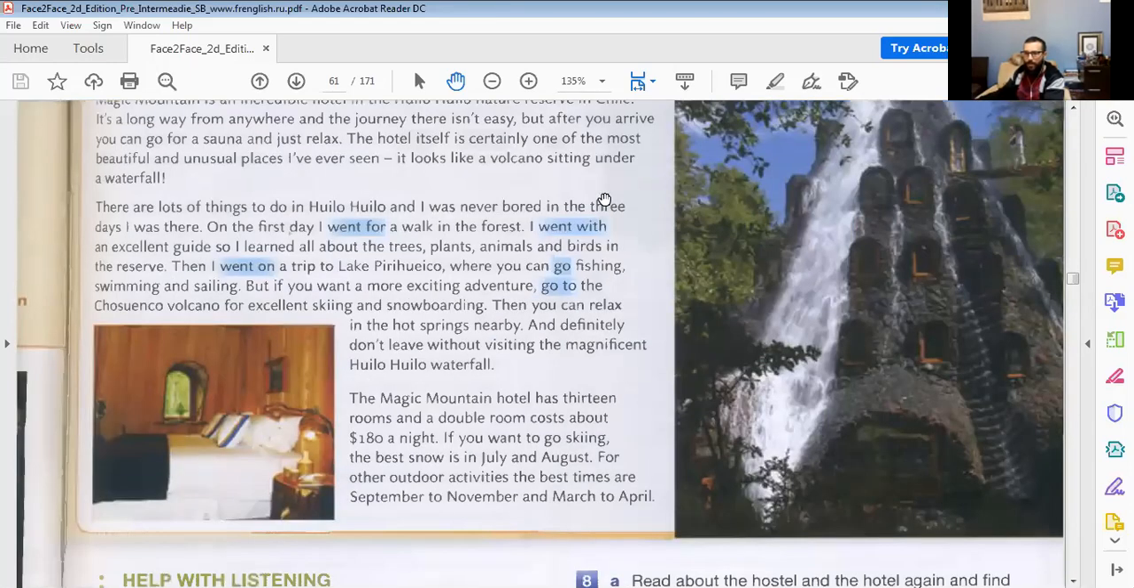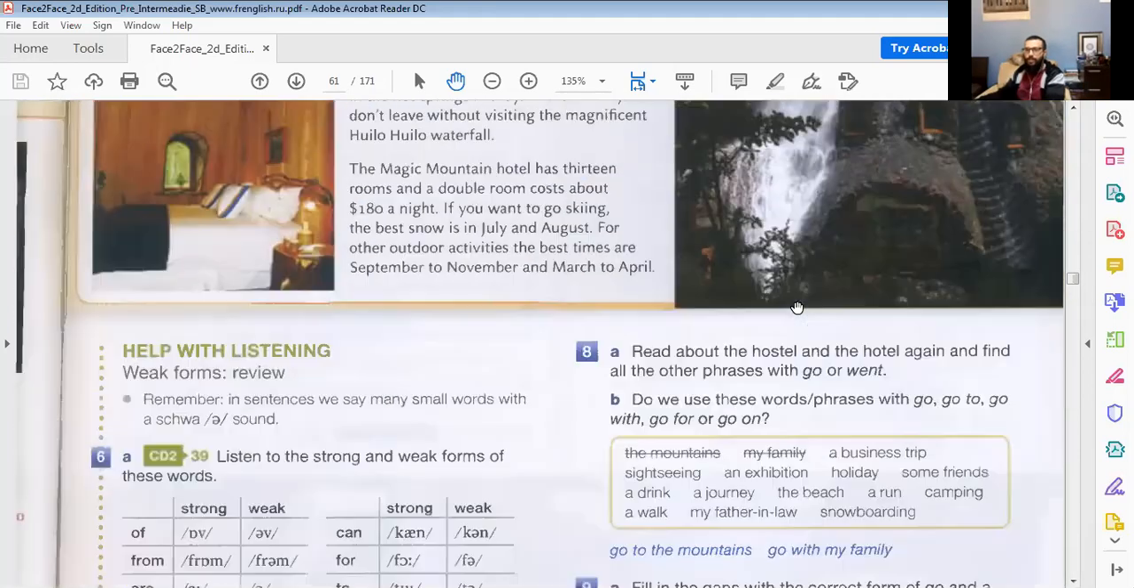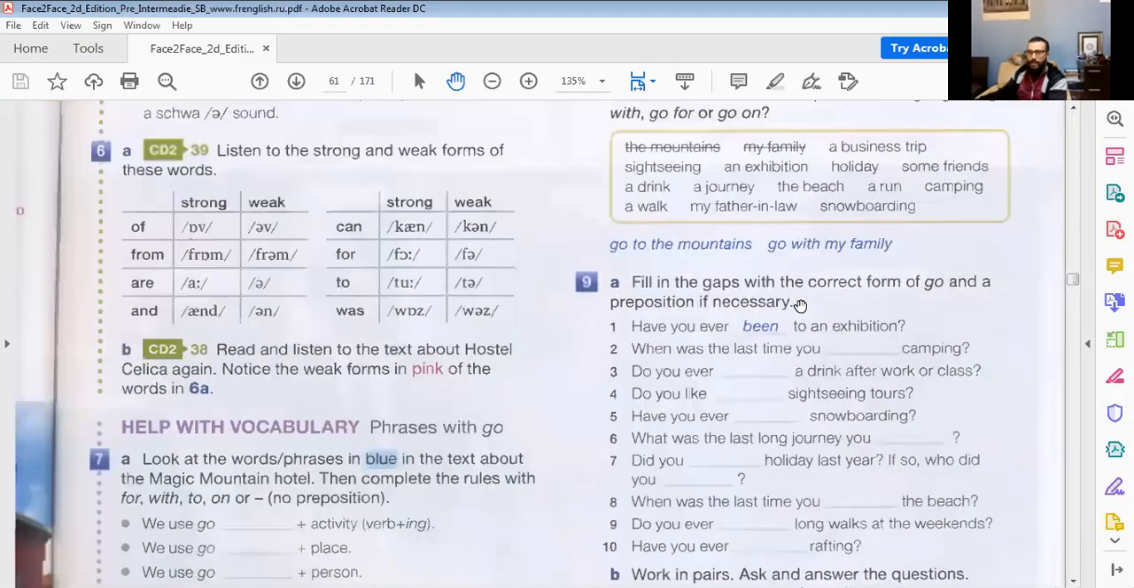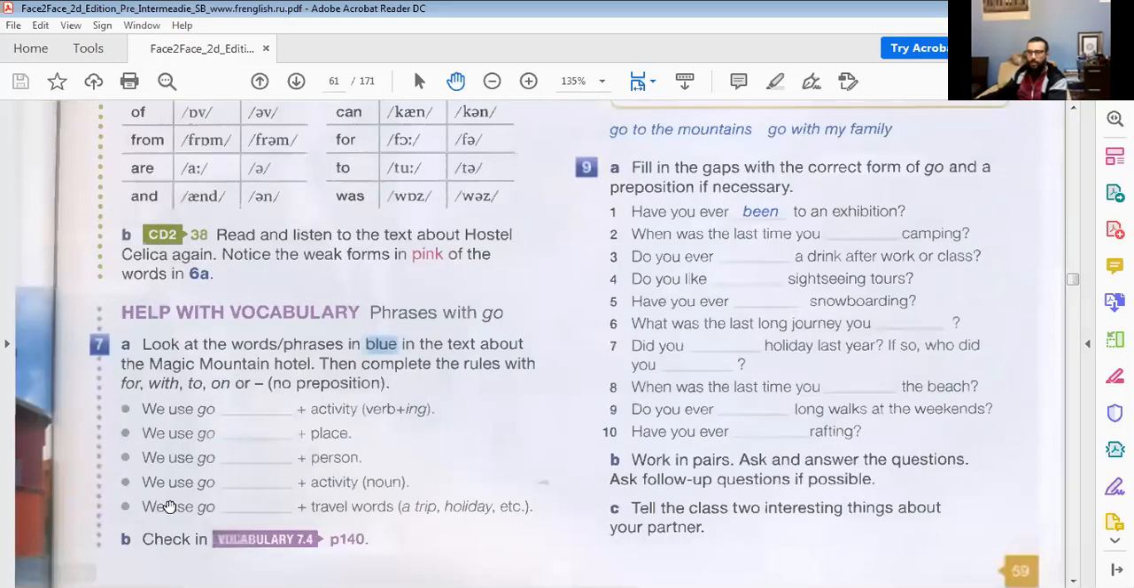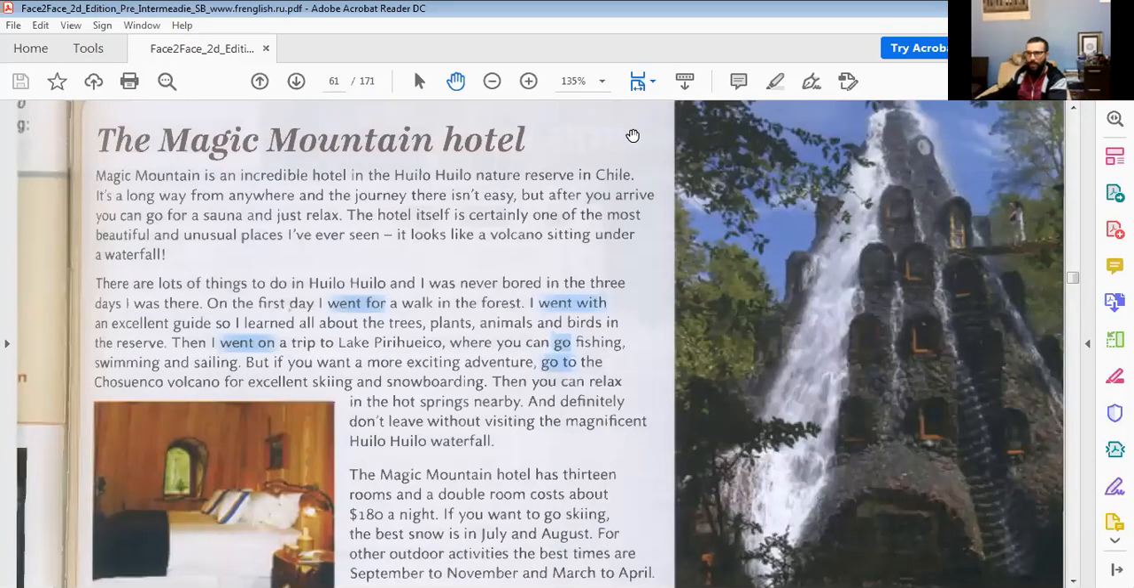And then we talked about this unusual hotel in Chile. It's shaped like a volcano, and it's in a beautiful area in the country where you can do a lot of things. So we talked about it. And after that, we discussed phrases with go. So we talked about five different ways of using the verb go.